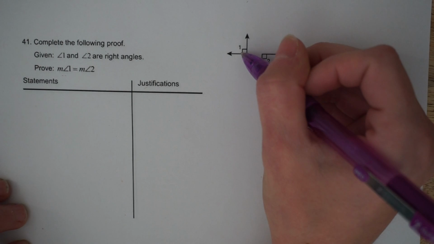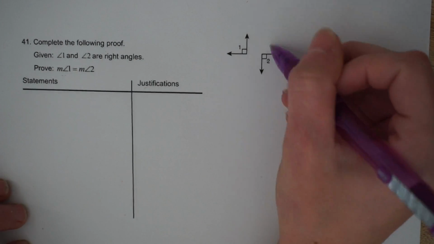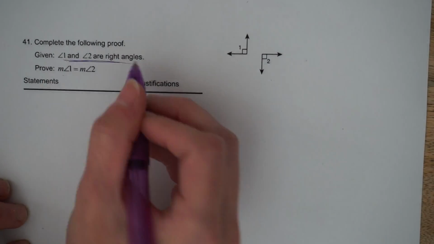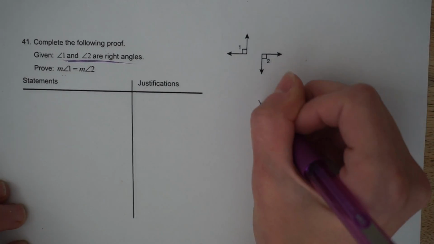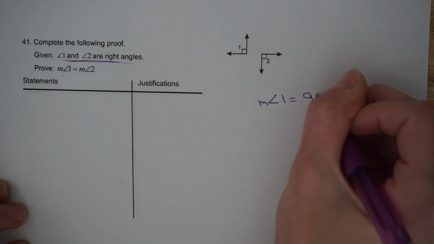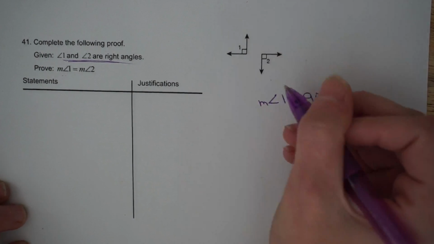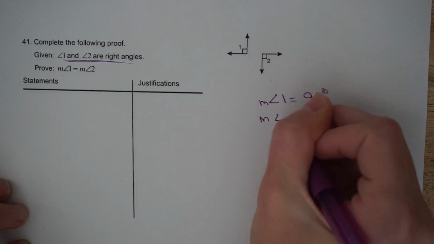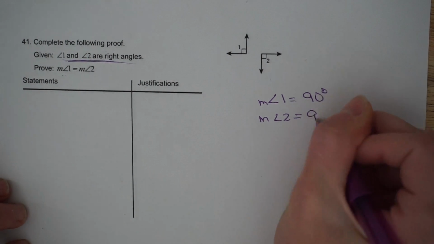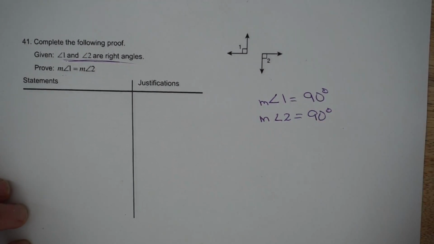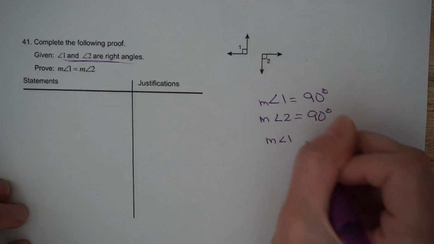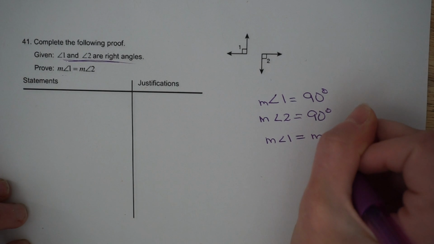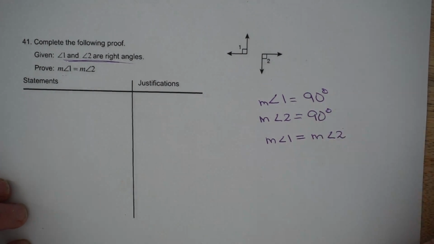We see that both of these are right angles, angle 1 and angle 2. They gave that to us, right? If they're both right angles, we know that the measure of angle 1 has to equal 90 degrees because it's a right angle. Same thing with angle 2. The measure of that also has to be 90 degrees. Well, if they're both 90 degrees, aren't they just equal to each other? They're like twinsies. I may have just found what I need to prove.